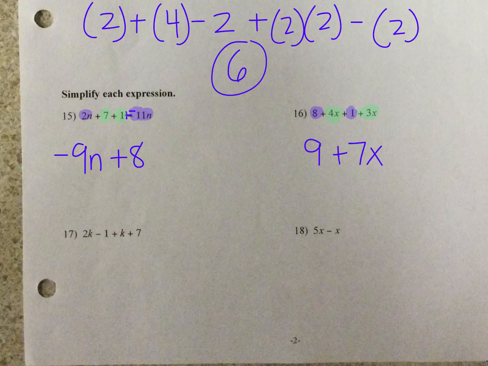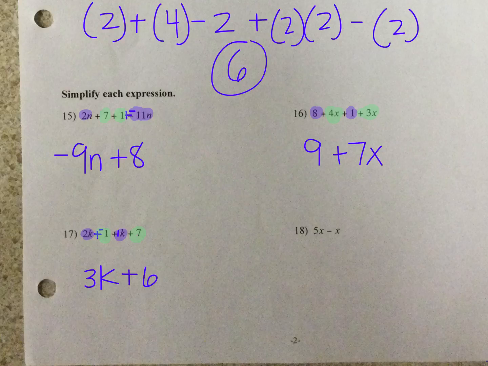In number 17, I'm going to make this a plus negative, and I'm going to put a 1 in front of that k. So the 2k matches with the 1k. 2 plus 1 is 3k. The negative 1 matches with a 7. Negative 1 plus 7 is a positive 6.